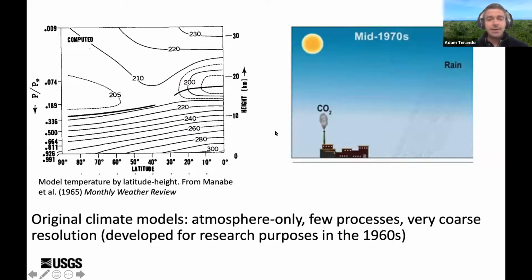The original climate models were simple, atmosphere only, did not have many processes that they were simulating, and they had very coarse resolution. Say on a hemispheric scale, you could have one number for, say, an entire hemisphere, or maybe more like 10 numbers for an entire hemisphere. And you had several levels in the atmosphere. That's what's shown here on the left. This is an example from model temperature by latitude and height for one hemisphere, published in 1965.